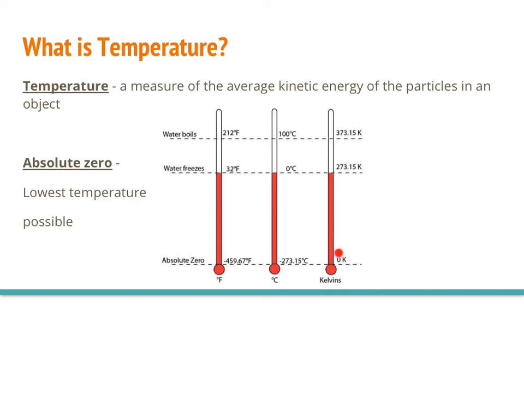Kelvin has something called absolute zero. Well, there you can see that there's an equivalent on Celsius and Fahrenheit scale as well. But absolute zero is the lowest possible temperature. Absolute zero is where all the kinetic energy has gone. The particles have no more kinetic energy, so they stop moving. And that we call 0 Kelvin or absolute zero.